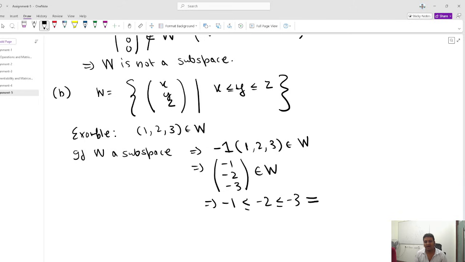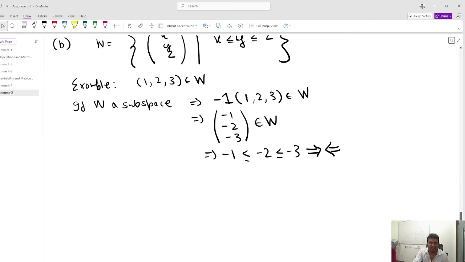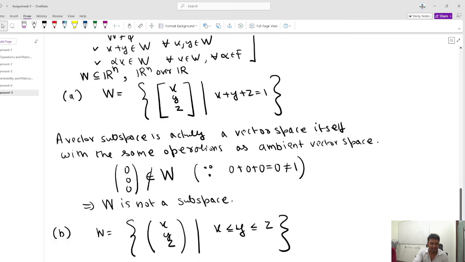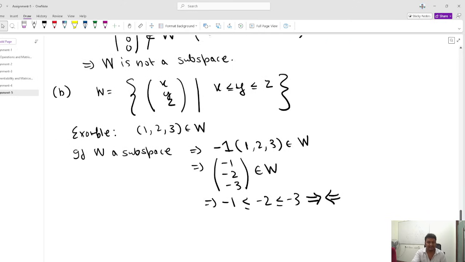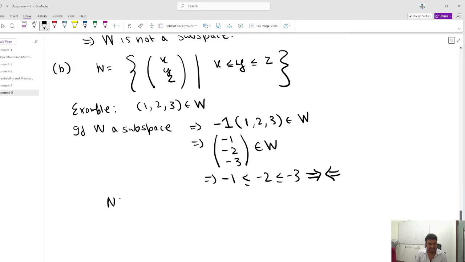This is a contradiction, right? So you see, it doesn't satisfy the property. Which property? This closure under scalar multiplication. So this is also not a subspace.